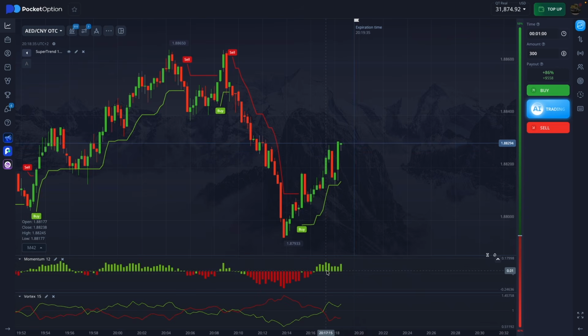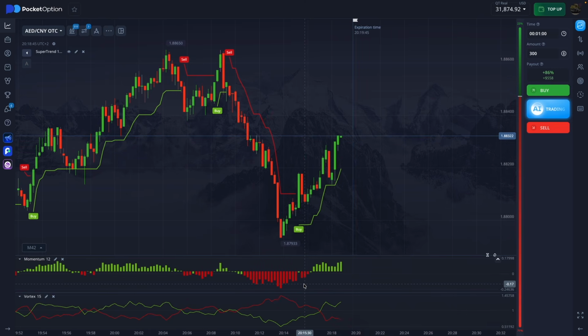If I wanted to enter a down trade, I need to wait for 4 bars, but this time in red. That is, here I am specifically looking at the color of the bars. And the last indicator I pay attention to is the Vortex indicator. So, it shows the strength of sellers and buyers. And this strength is represented in the form of these lines.